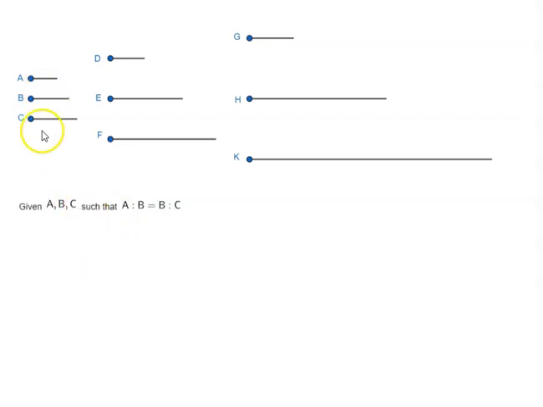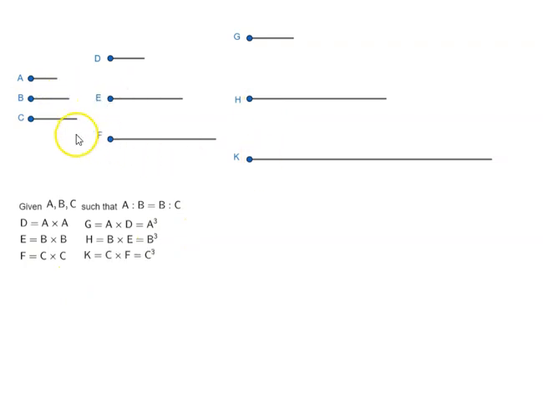Given A, B, C, such that A is to B equal to B is to C. They are in continued proportion. D is A times A, multiplied by itself. E is B times B. F is C times C. Then their products. So G is A times D. And as we know, D is A times A. So G will be A times A times A. H is B times E. K is C times F.